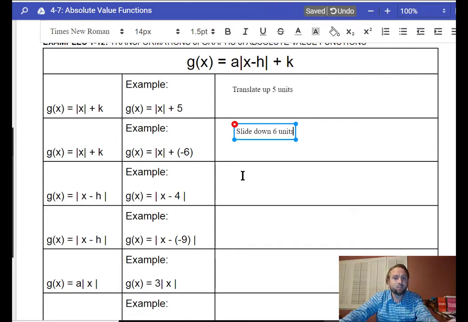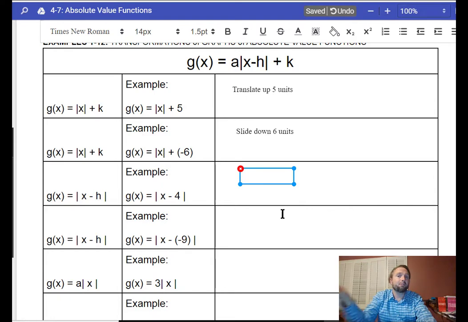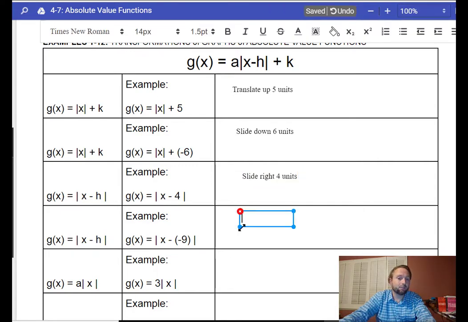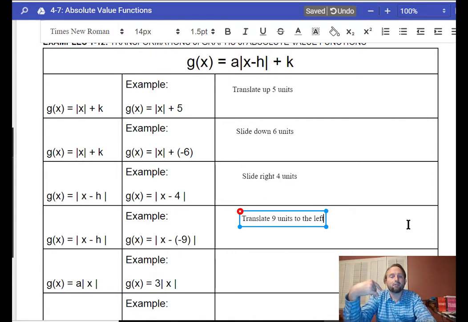Now for this, the trick is, hey, I know it says minus, and we might think, oh, it's going to go to the left or right. Well, it's going to go right. So we could say, hey, slide right 4 units, or translate. So if it's minus minus, it becomes a plus. This would be translate 9 units to the left. Now, translate and sliding are the exact same thing. They're the same action, just using different terminology.